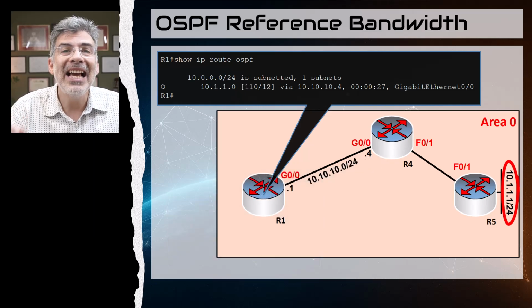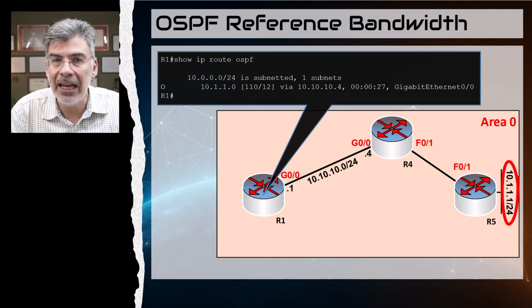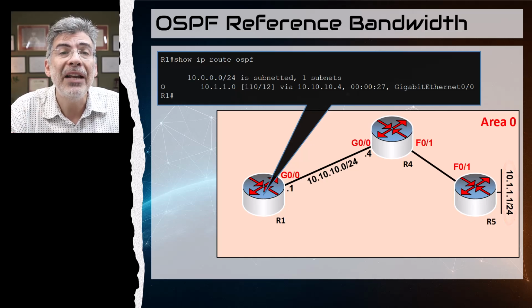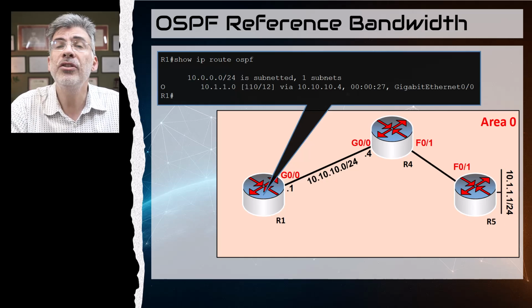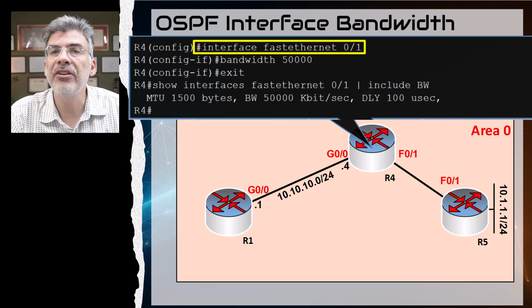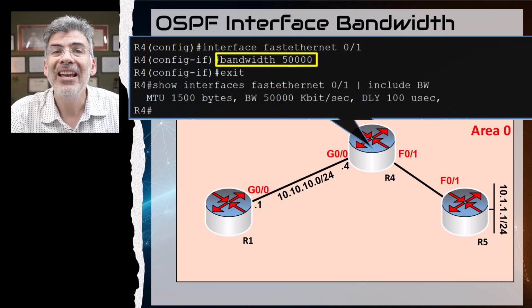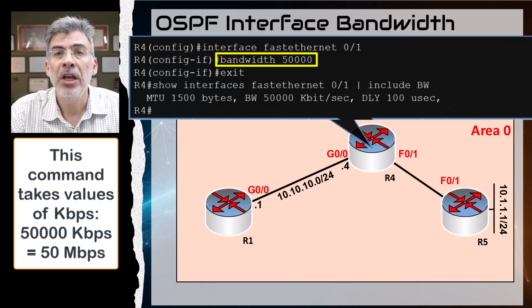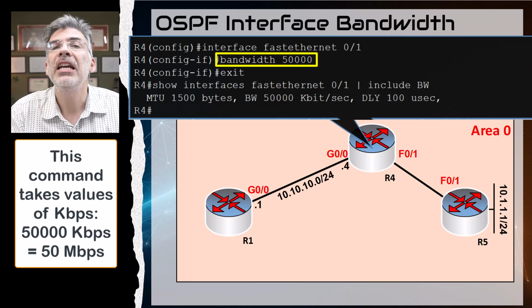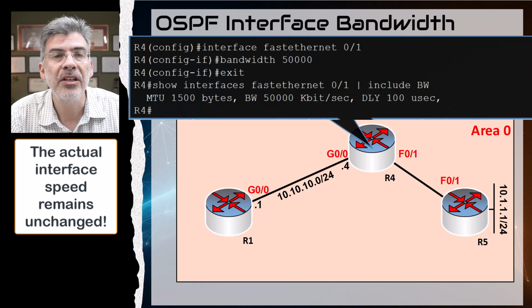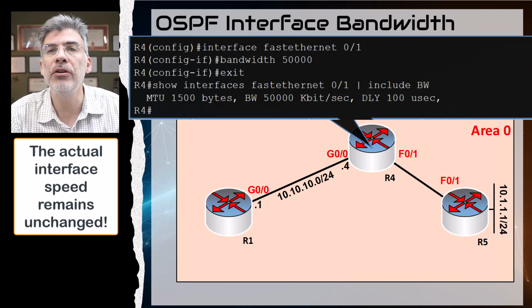Now, the cost doesn't depend on the actual physical link type. We can adjust how OSPF perceives each link by adjusting the bandwidth value on the interface. Let's do that now. Going into the configuration mode of R4, we enter the FastEthernet 0/1 interface configuration mode and configure the bandwidth like so. Bandwidth 50000. Now the bandwidth command takes values in kilobits per second, so 50,000 is equivalent to 50 megabits per second. Now this hasn't changed the physical speed of the interface, but just the bandwidth label that is used by OSPF.